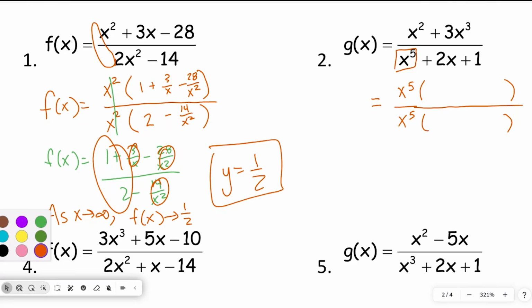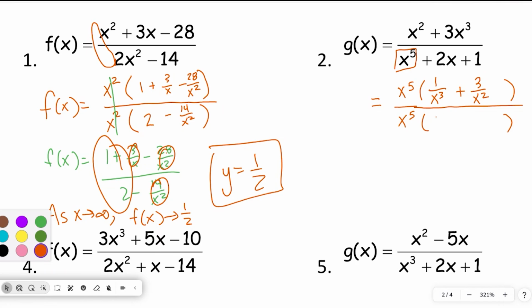x squared divided by x to the 5th would be 1 over x cubed, which as x goes to infinity, that fraction is going to go to 0, right? Plus 3 over x squared. Again, that's going to go to 0. Wait a minute. Did I do that backwards? And then 3. No, that's right. Yep. Yeah, x squared. That's going to go to 0 as well.